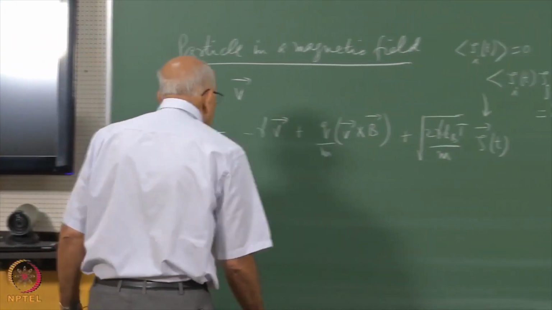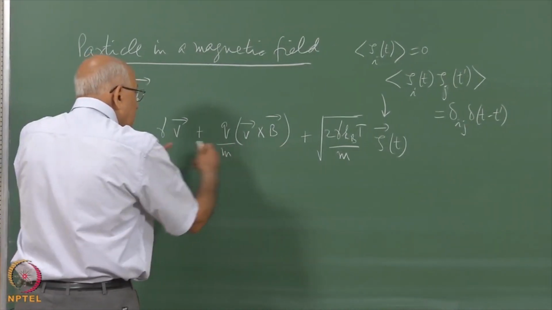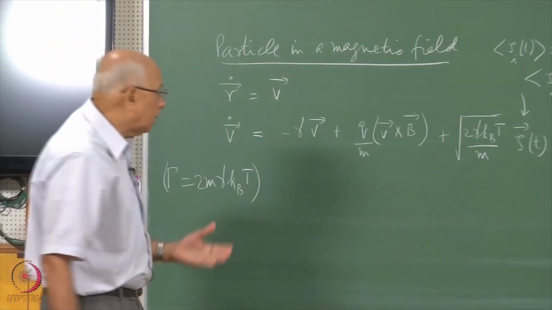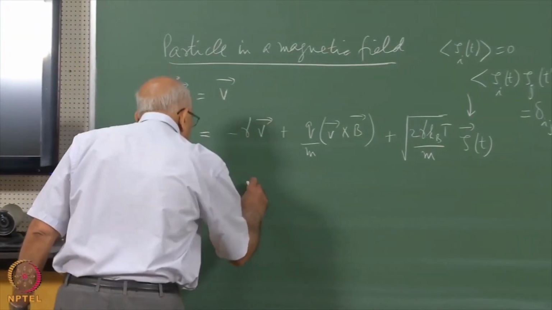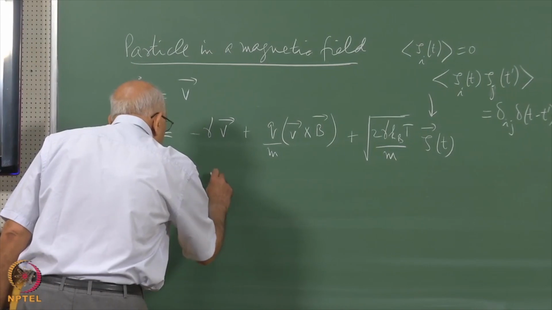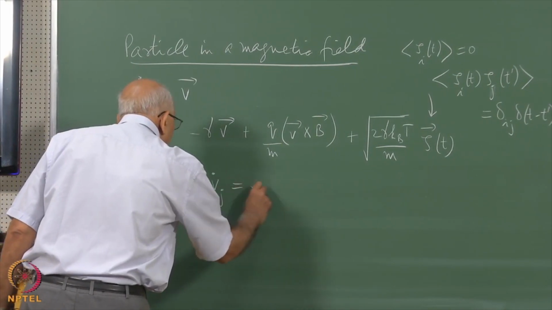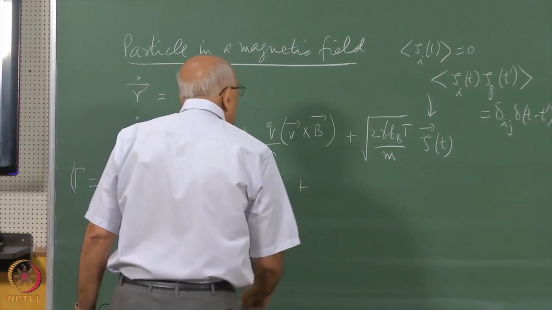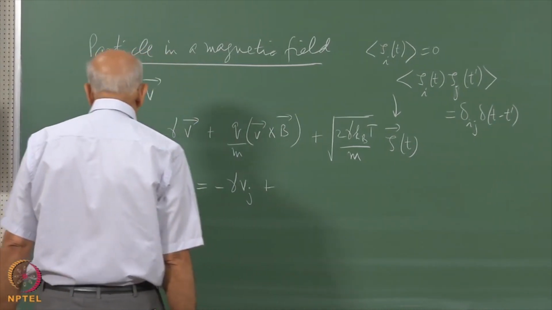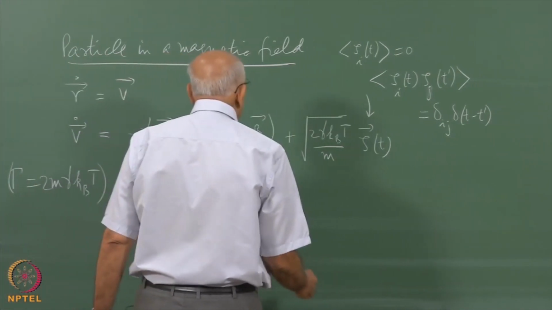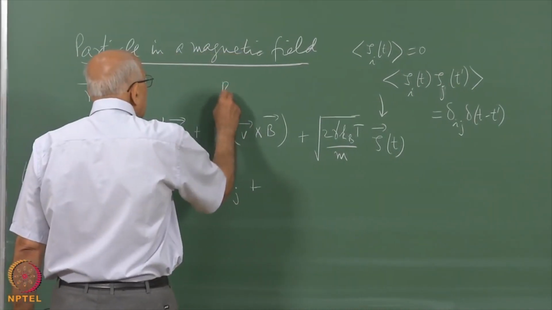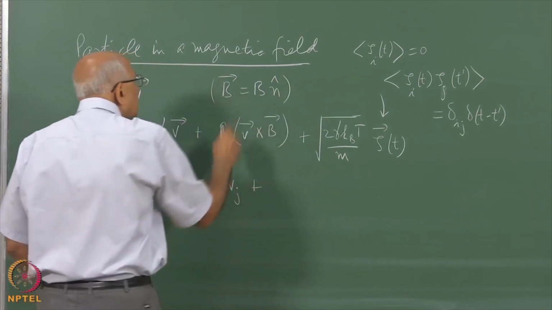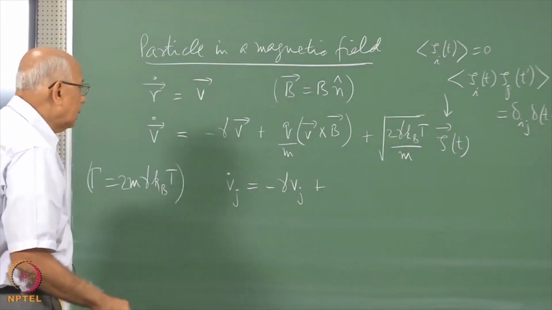Now this equation of motion, we can simplify it a little bit, write it in components, and we have already done this earlier. So if I write any one component, Vj dot equals minus gamma Vj plus, and let us put the field in some given direction, so B equals B times a unit vector in some arbitrary direction n.